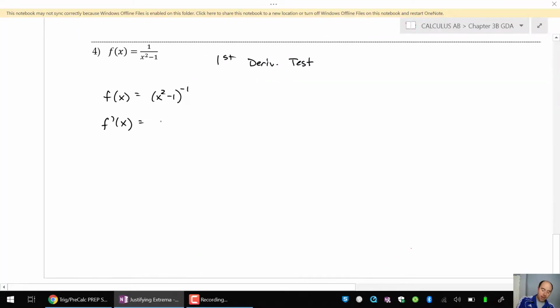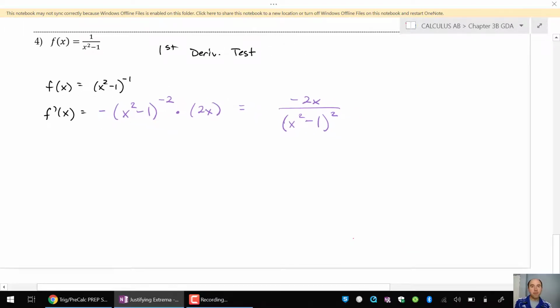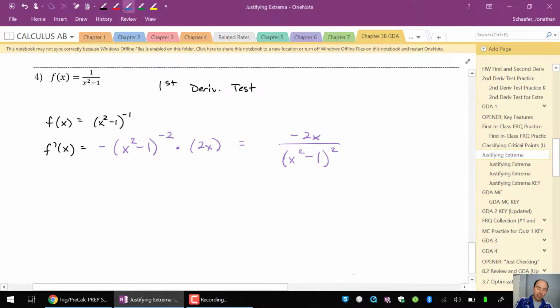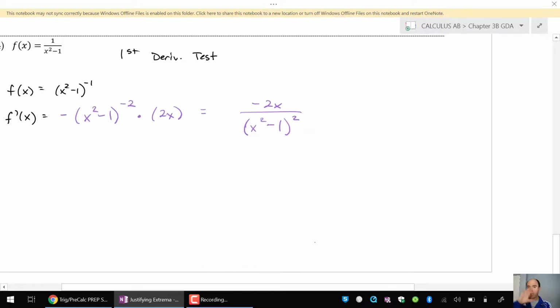F prime, negative 1 times x squared minus 1 to the negative second, don't forget power rule, times the derivative of the inside, which is 2x. And if I write that a little bit differently, maybe negative 2x over x squared minus 1 to the power of 2. So there's f prime, and I'm searching for critical points. Where does this equal 0? Well, the whole thing is going to be 0 whenever the numerator is equal to 0. So it looks like I'll have a critical point of 0.